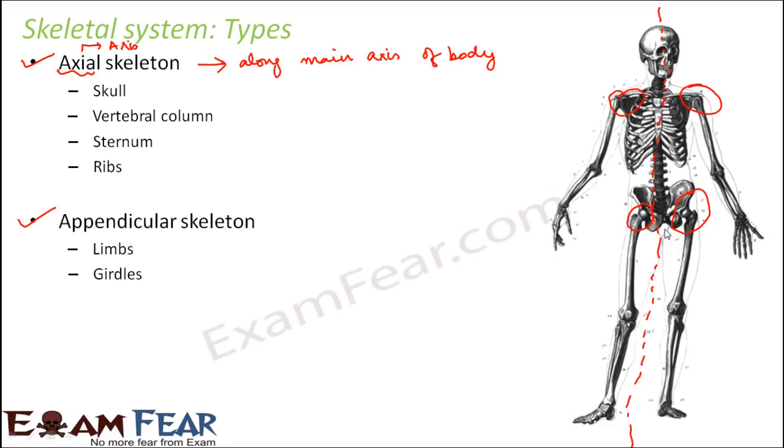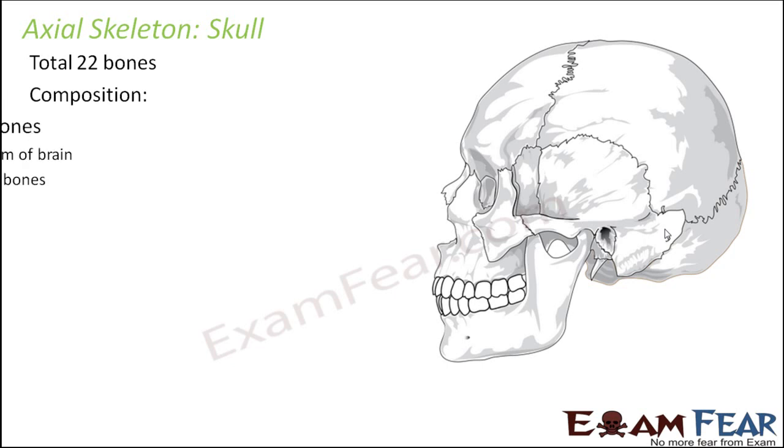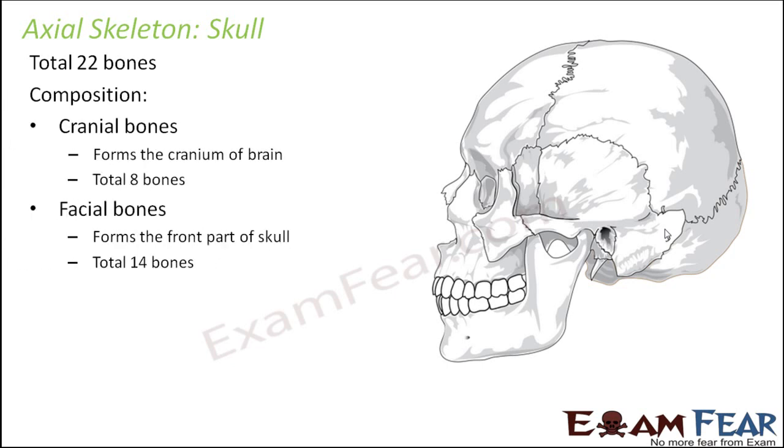For example, we'll first talk about the skull. We will see which are the bones which form the skull. So let us start our discussion with the skull. Now there are a total of 22 bones which form the skull. So the entire skull is made up of 22 bones. Now it is composed of cranial bones and facial bones. These 22 bones are divided into two parts. One is the cranial bones, the other one is the facial bones.